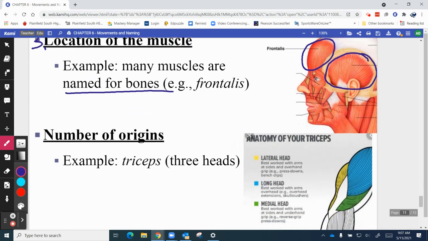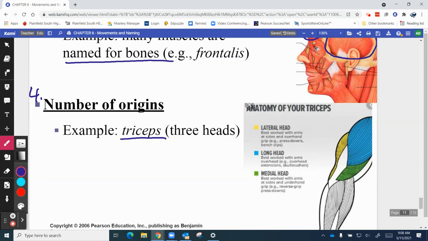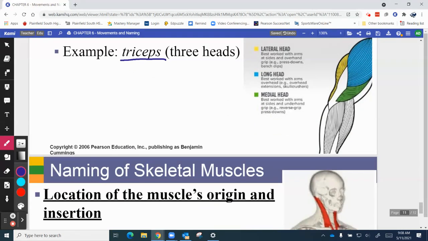Another way that we can name things is by origin. So like the triceps has 3 heads to it. The biceps has 2 heads to it. All right. So you can see we've got a couple different ways that we can kind of name muscles.